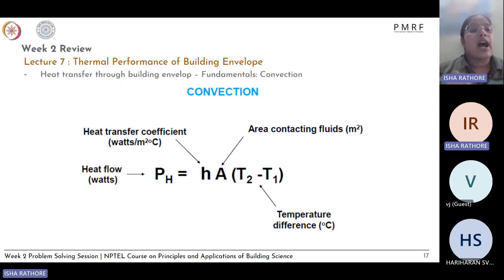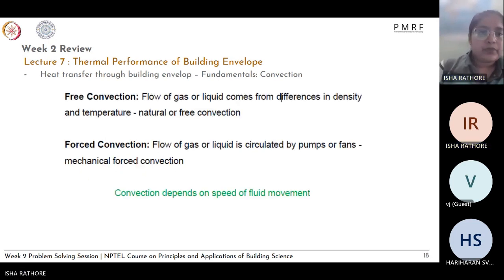So for a higher convective heat transfer flow, the heat transfer coefficient has to be high, the area has to be high, and the temperature difference has to be high. So this is convection. So you will not look up at convection because this is a similar equation to conduction. So you can solve convective heat transfer flow examples also similarly.